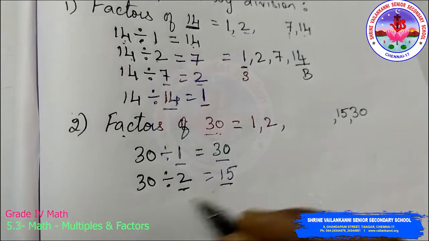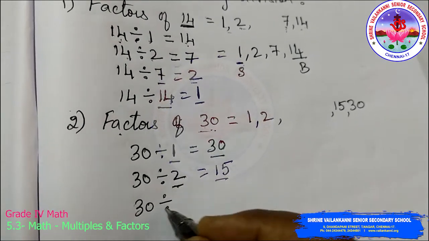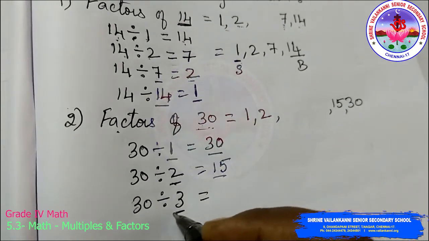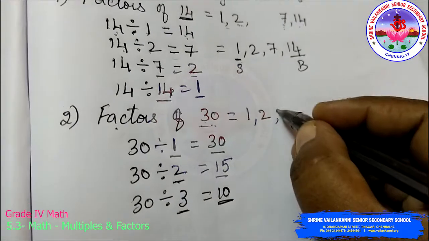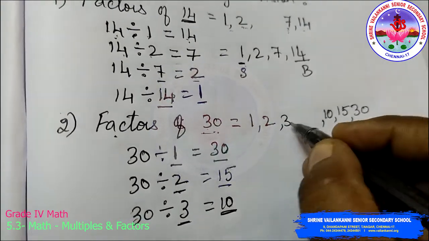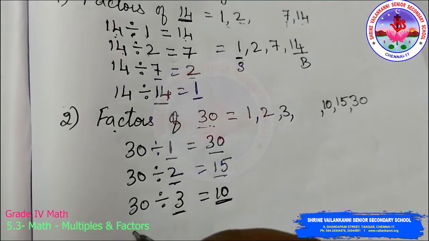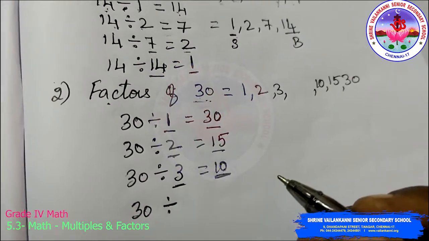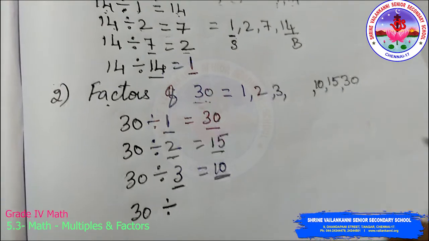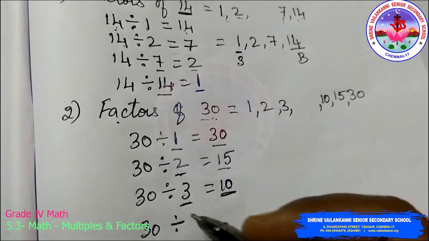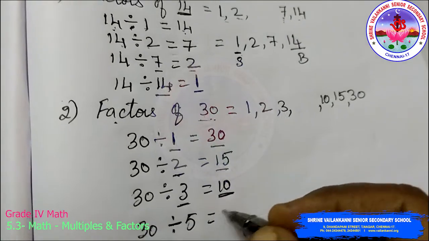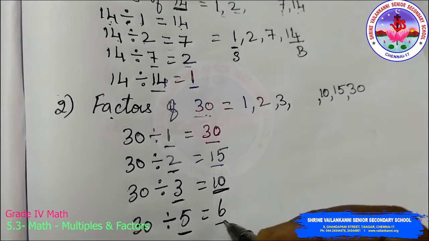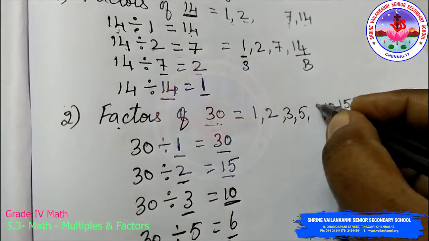And then 3 table. Can we divide this 30 by the 3 table? Yes. How many times? 10 times. 3 10s are 30. And then 4 table. Can 30 be divided by the 4 table? In the 4 table, will we get 30? No. 5 table. How many times will we get 30 in the 5 table? 6. 5 6s are 30. So this 5 and 6 I am going to write here.